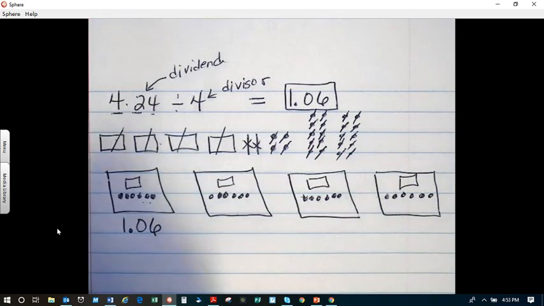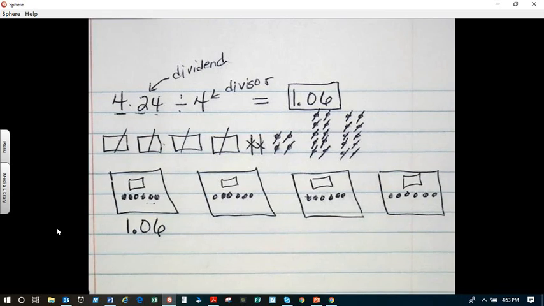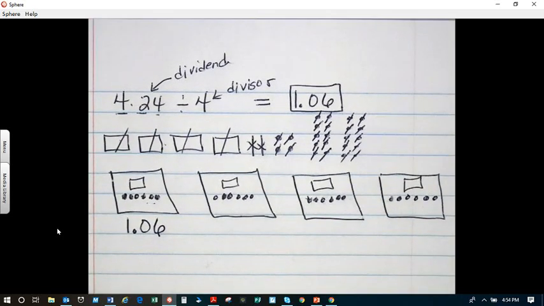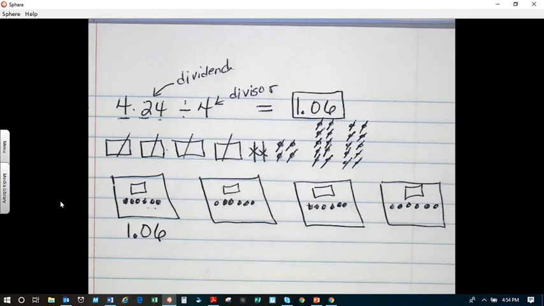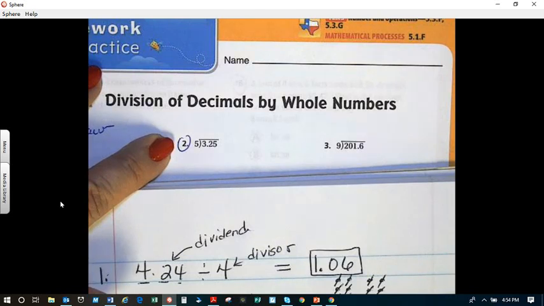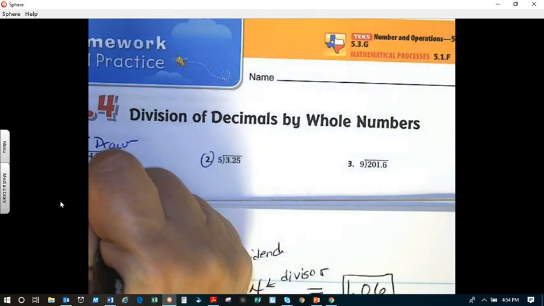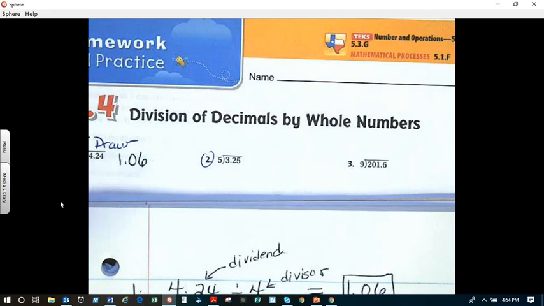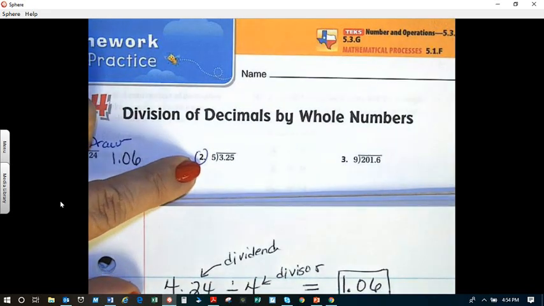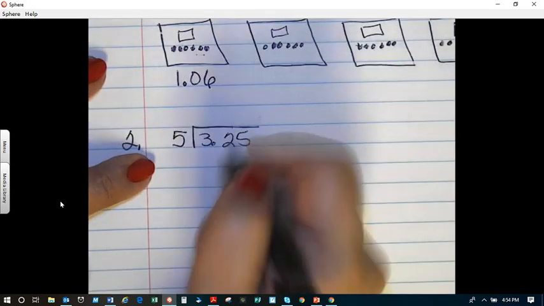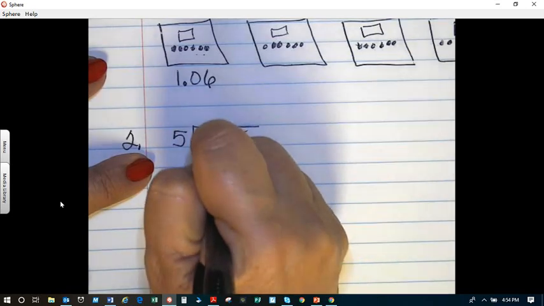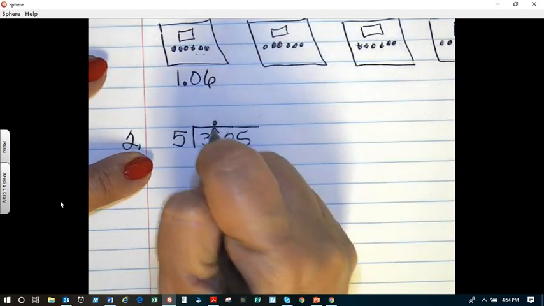Let's go over to number 2. You're going to be doing place value division, or the long division standard algorithm. And so let's come over here. So this answer here is going to be 1 and 6 hundredths. All right, let's write this problem down. I'm going to have 5 goes into 3 and 25 hundredths. And I wrote that down on my paper over here.